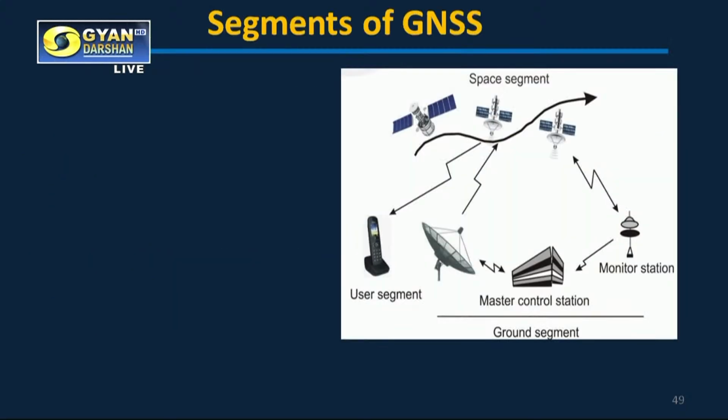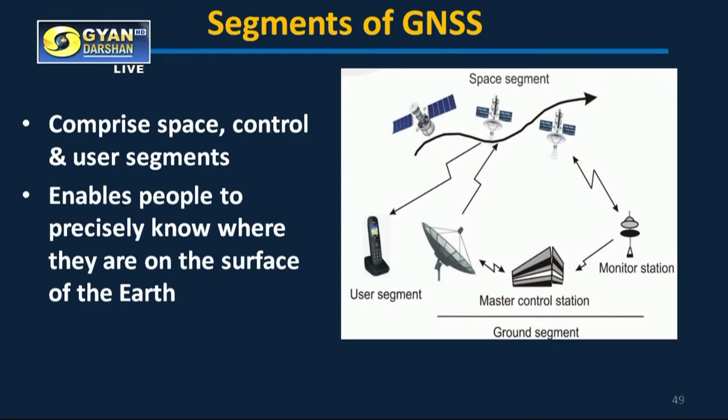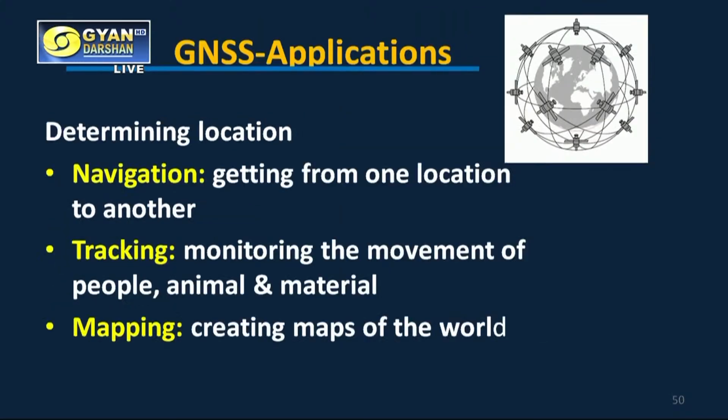Now here you can see on your screens the segments of GNSS. So these segments are the space segment, control segment, and user segment. So this enables people to precisely know where they are on the surface of the Earth.